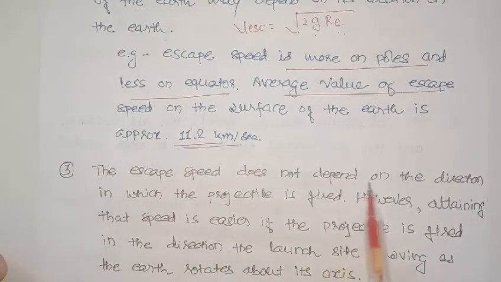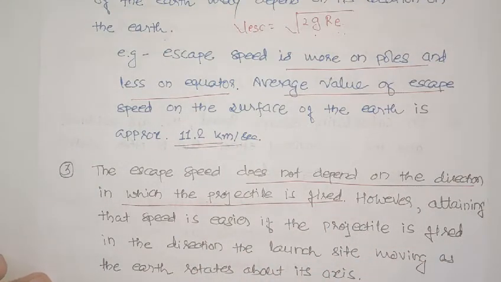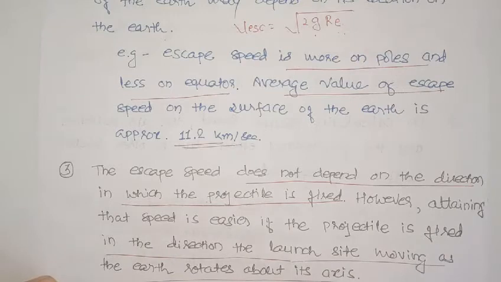The escape speed does not depend on the direction in which the projectile is fired. That means if you throw the projectile in any direction from Earth, as long as you are throwing it with minimum speed 11.2 km per second, it will be out of the Earth's gravitational field. However, attaining that speed is easier if the projectile is fired in the direction of the launch site's motion as the Earth rotates about its axis. That means if the rotation of the Earth and the launching of the projectile are in the same direction, then we can easily achieve this high speed of 11.2 km per second.